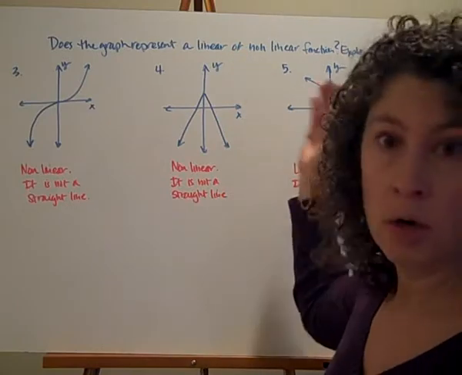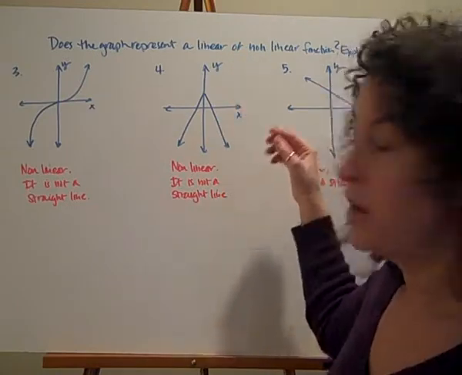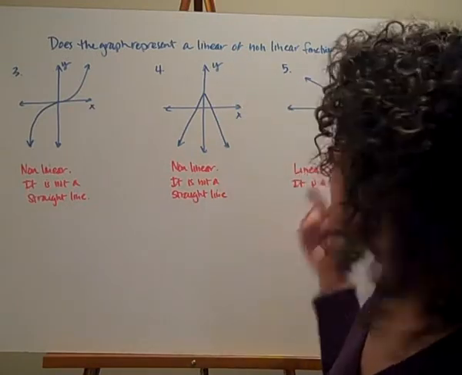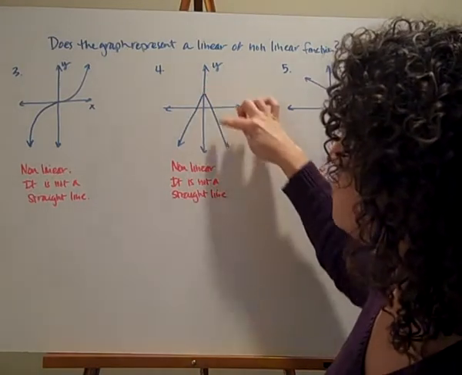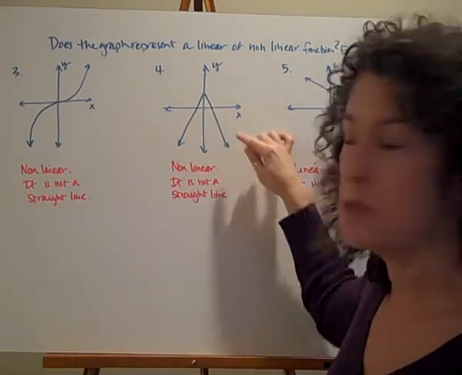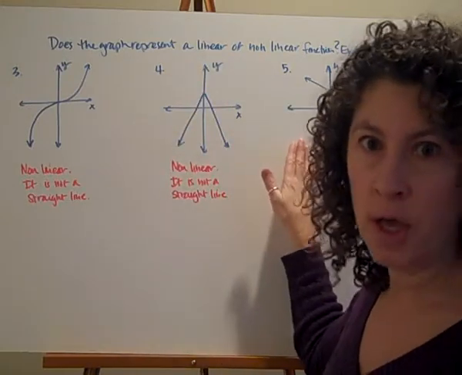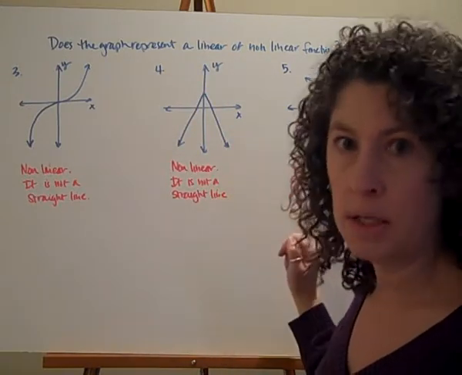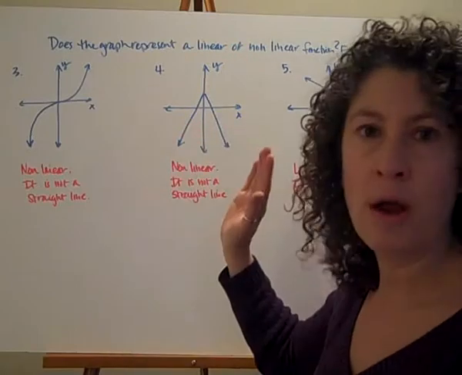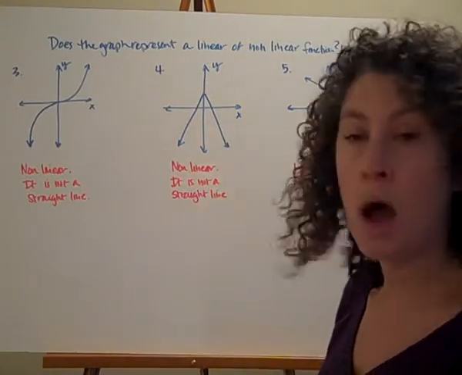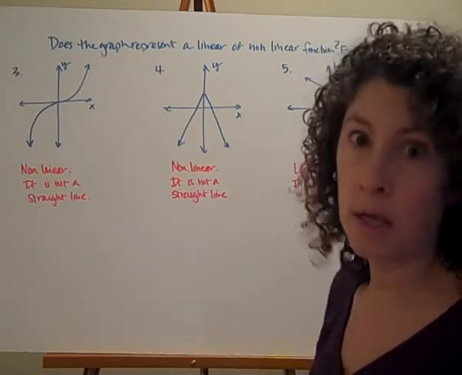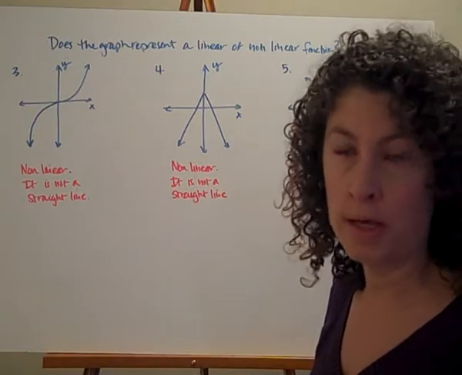So again, is it linear or nonlinear? Now this is also a function because each input has only one output. However, it's made up of 2 separate sections. Now, each section is linear, but the entire function, if we look at it as a whole thing, is not linear because I can't just graph the whole thing with one straight line. So this is nonlinear because again, it is not one straight line.